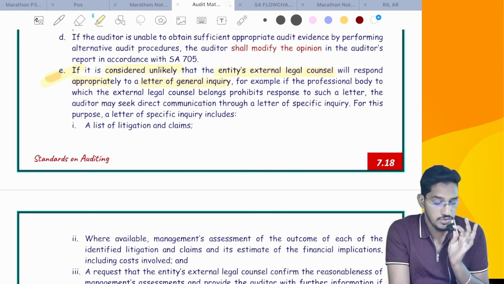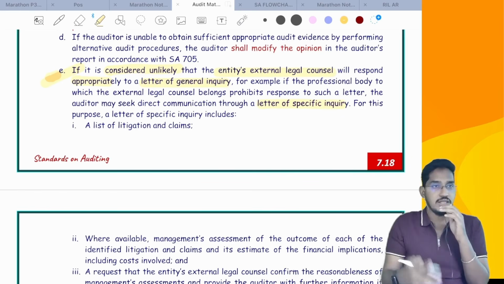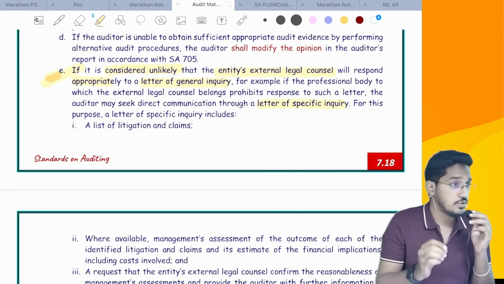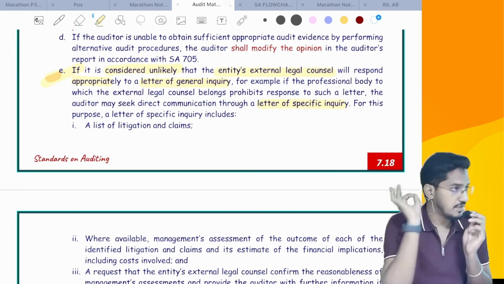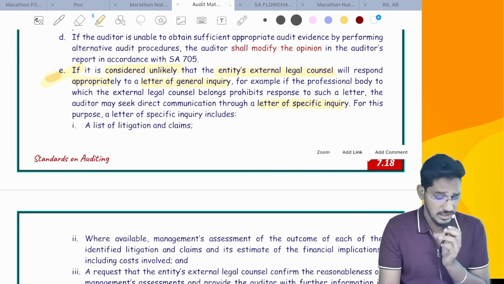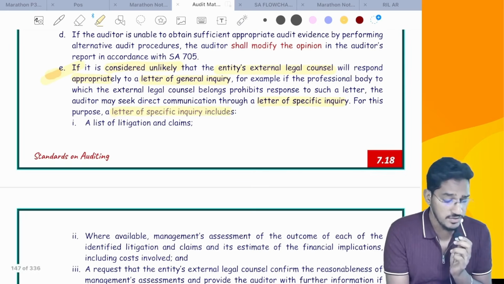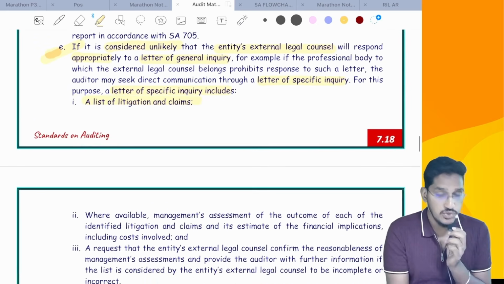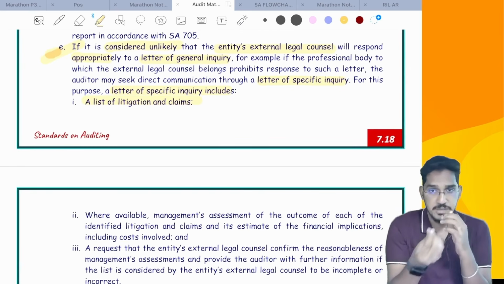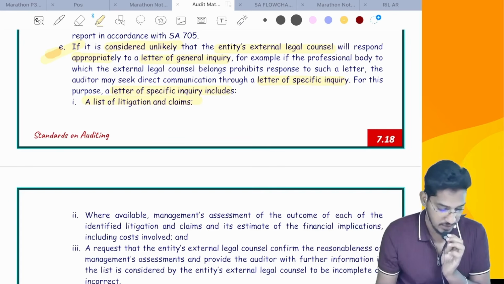So in that case, what you should do is make a specific inquiry. If you ask him broader things, he will not respond. He will wonder why this person needs all this information. Instead, you should ask a specific inquiry. If you send a specific inquiry, the chances of a reply are much higher. So for this purpose, a letter of specific inquiry includes the list of litigations and claims. Basically, not the entire list, but any specific doubt you have regarding certain litigation.